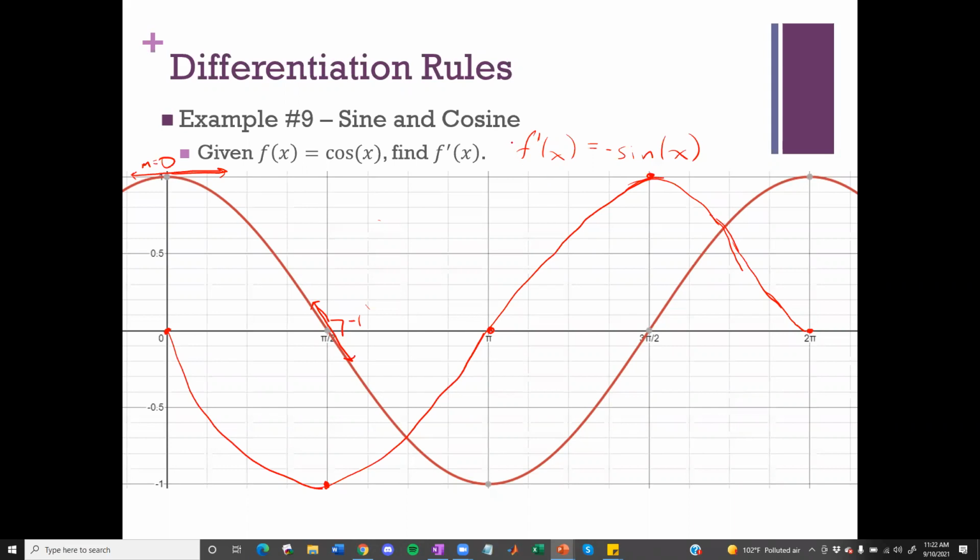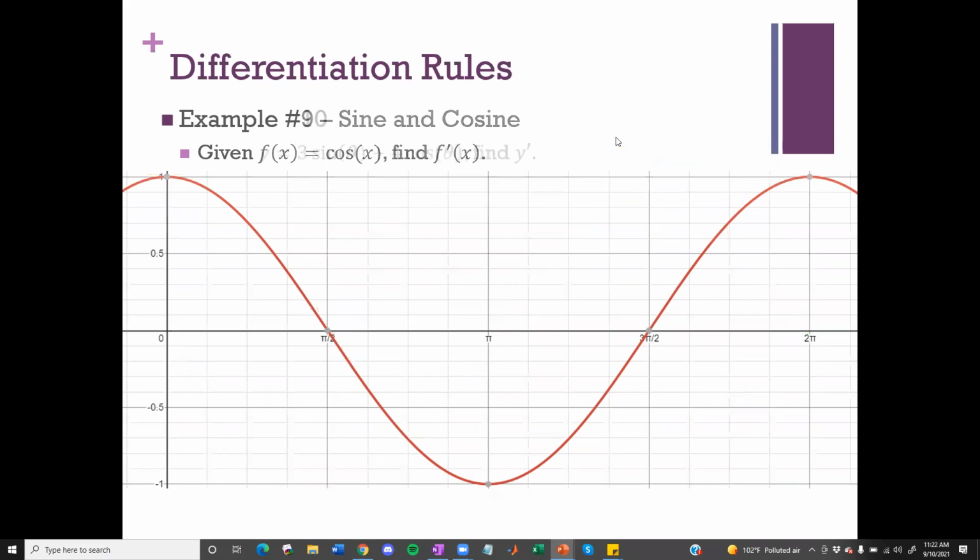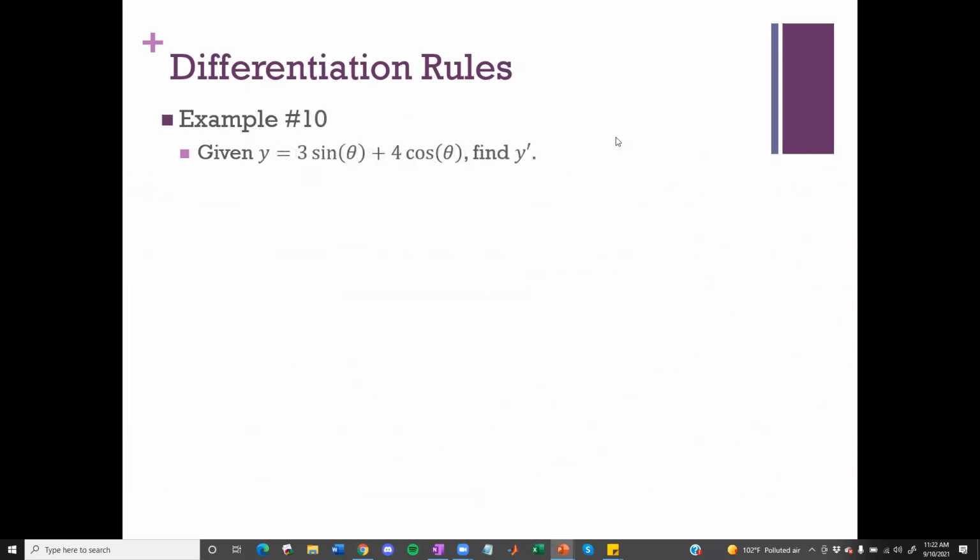All right, so we've got derivatives of sine and cosine now. Any questions on either one of those? Okay. So now that you know them, in the last day and a half or so, we should be able to get a derivative of this function: if y equals 3 sine theta plus 4 cosine theta, it's down to one term at a time.